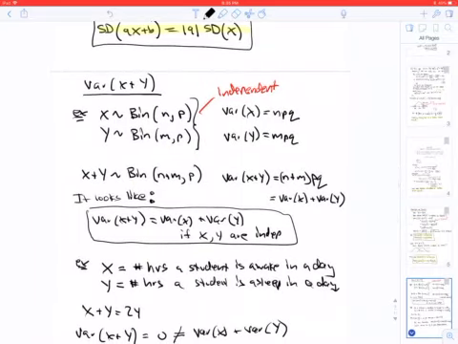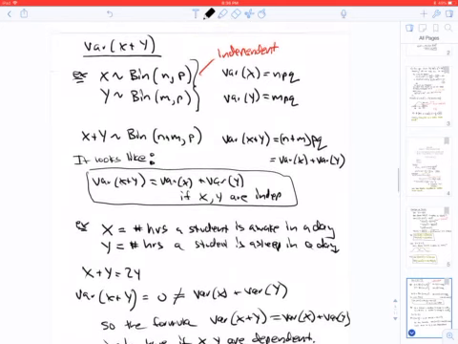Then we looked at the variance of x plus y, where x and y are independent, and we used as our motivation x and y being independent binomials with the same p. And we see then that because the sum of independent binomials we know is binomial, n plus m, p, and we had discussed the formula for the variance, even though we hadn't proven that yet. So we can see here that the variance of x plus y is the variance of x plus the variance of y if x and y are independent.